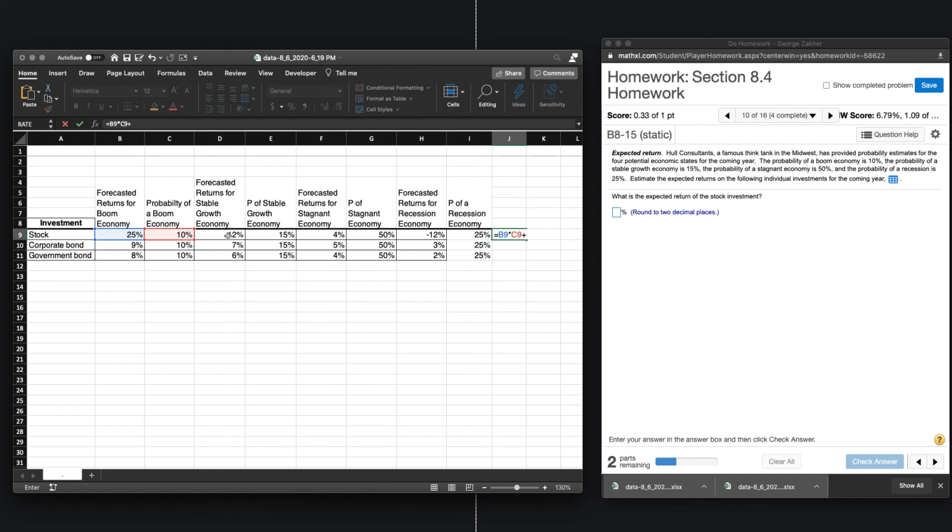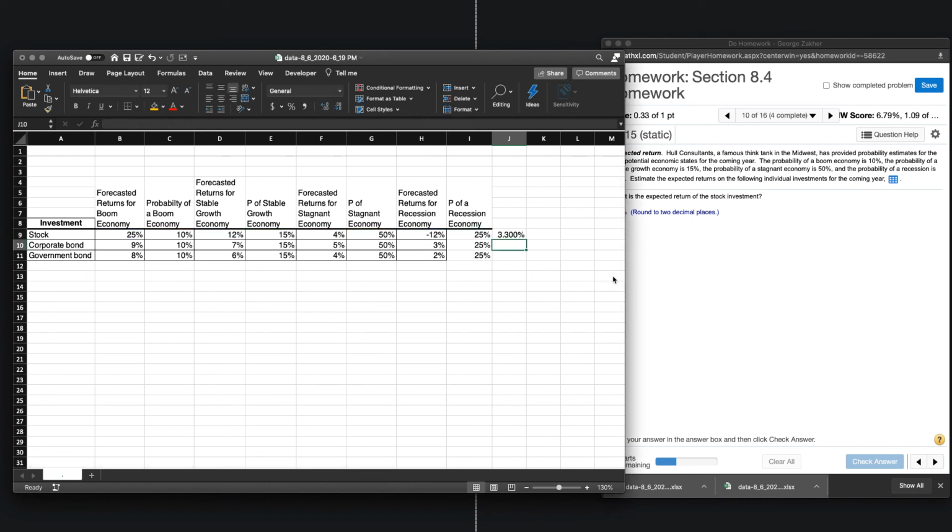So we also have to account for the stable growth economy. Okay, and we know what our returns are in that economy for the stock, and also we have to account for our stagnant. And finally, we also have to account for our recession. Okay, and you can see that recession makes a big difference in terms of the expected return. And I would assume because the recession has a very high probability, that's going to affect our number here when we compare to our others.